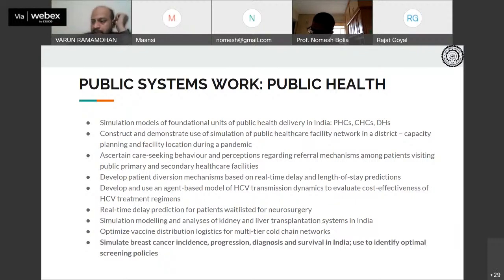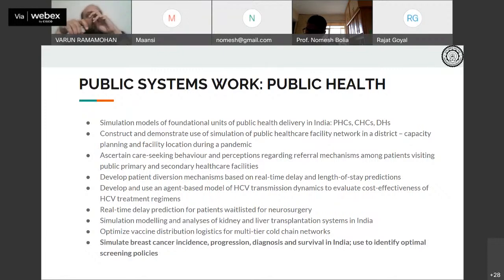So, we've actually developed what we call a multi-tier public healthcare network simulation, and we've used that to simulate how COVID care can be delivered, right? So, how can you plan for capacity planning and facility location during a pandemic using such a multi-tier public healthcare facility network in the district?